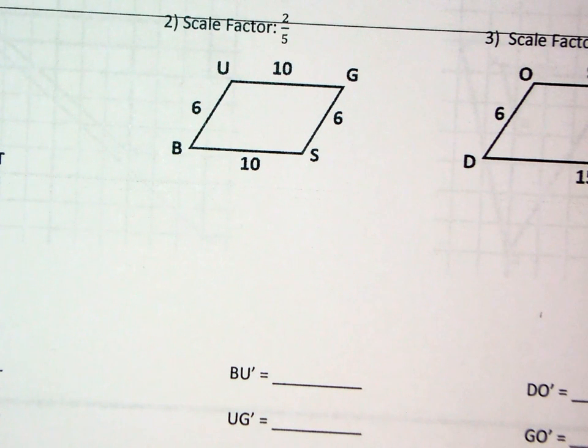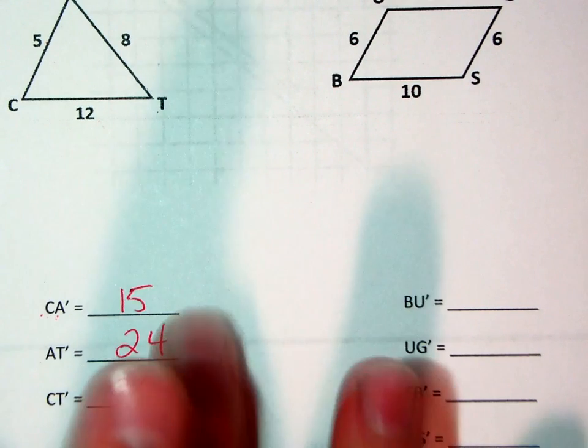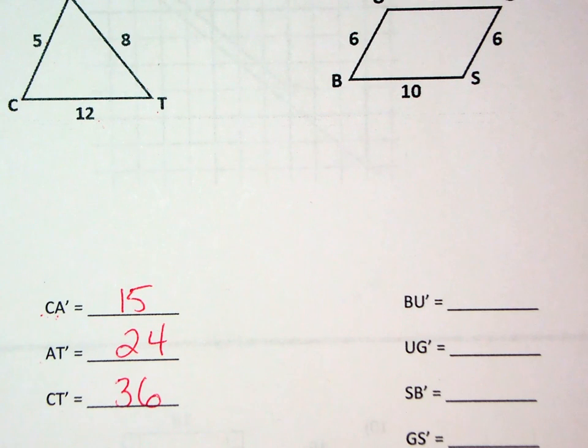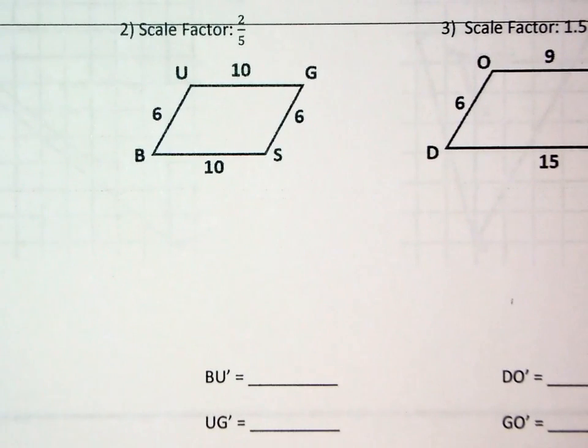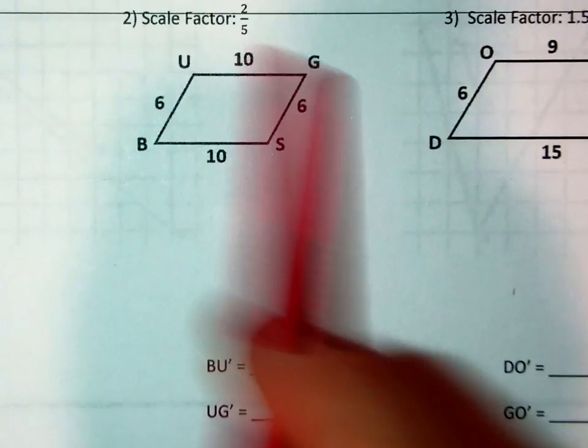As we discussed in class, if you have a scale factor that is greater than 1, it's going to cause your image to get larger, which is why we noticed the values on problem 1 got larger than the pre-image values. And for problem 2, since we have a fraction that is less than 1, all of your image values should be less than the pre-image values given.